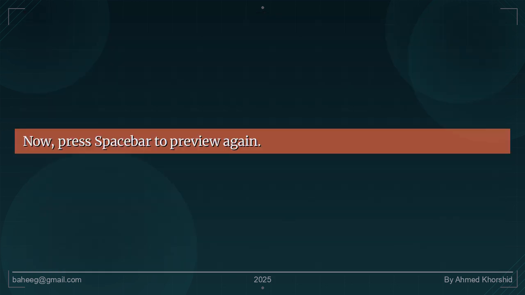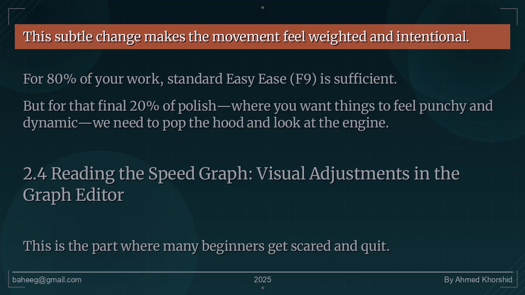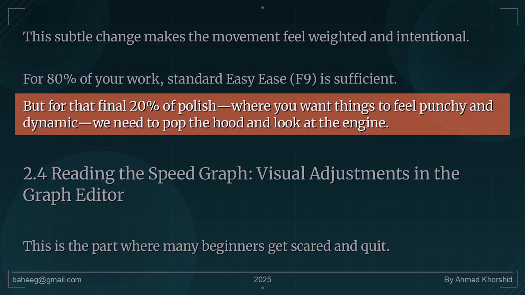Now, press spacebar to preview again. You will see the object gently ramp up its speed, reach maximum velocity in the middle, and gently slow down to a stop. This subtle change makes the movement feel weighted and intentional. For 80% of your work, standard Easy Ease, F9, is sufficient. But for that final 20% of polish, where you want things to feel punchy and dynamic, we need to pop the hood and look at the engine.